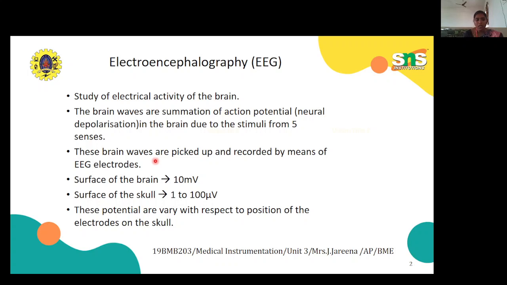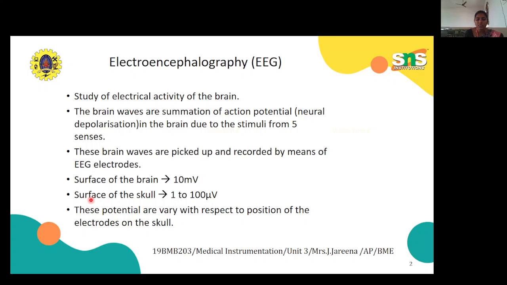In the invasive method, we have direct contact with the targeted area. If we are measuring the brain's electrical activity, we make direct contact with the brain. By doing this, we can measure the action potential of the particular area. If we measure by direct contact, from the surface of the brain, the action potential is in the range of 10 millivolts.